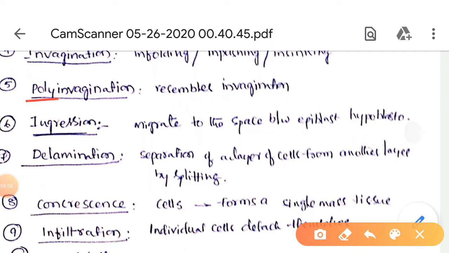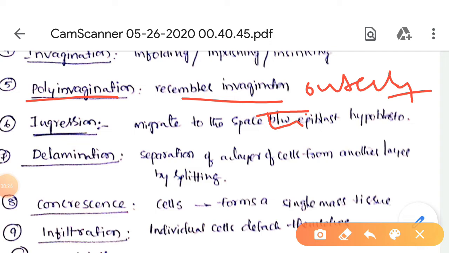Another one, polyinvagination. It also resembles the invagination, but here the outer layer invaginates in many places. So here these individual cells or groups of cells are involved in the process.